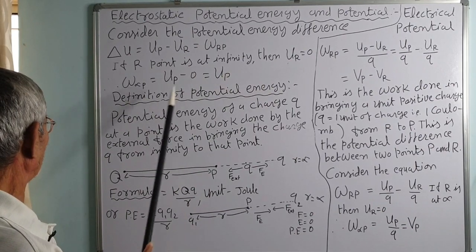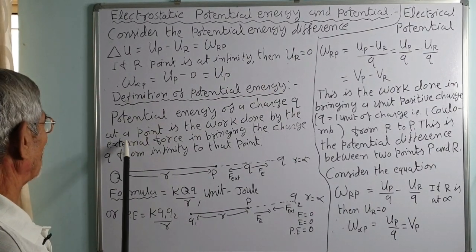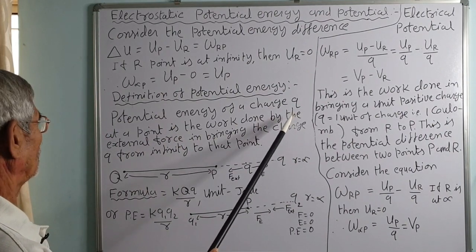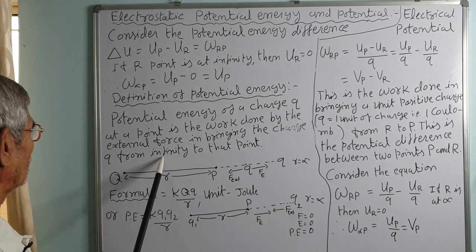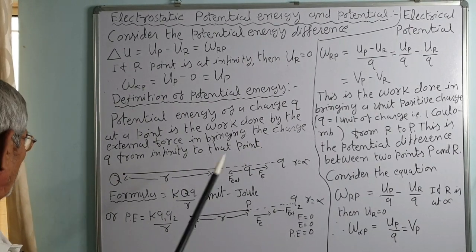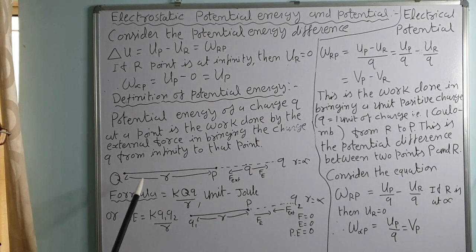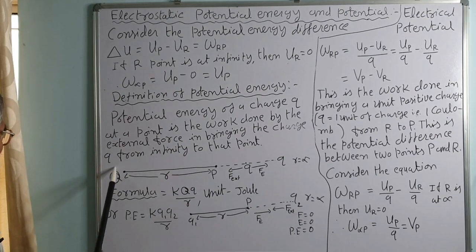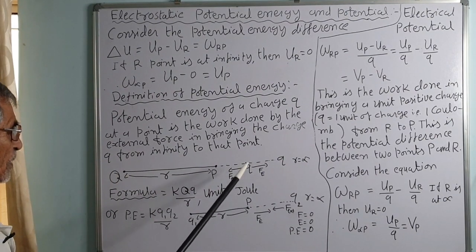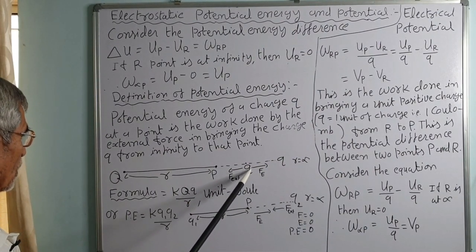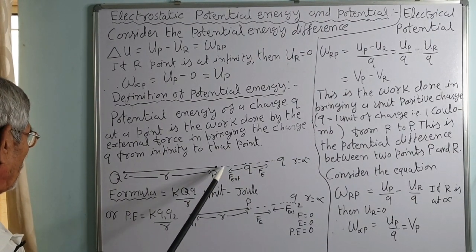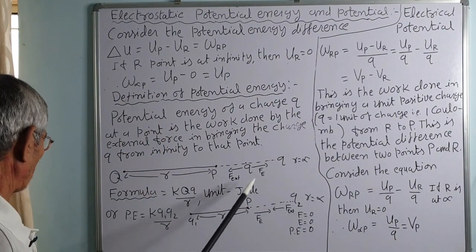Now we can define from this: the potential energy of a charge Q at a point is the work done by the external force in bringing the charge Q from infinity to the point P. This is the source charge Q, and this R is at infinity. We are bringing the test charge Q slowly into the field. We will switch over to the potential now from this.